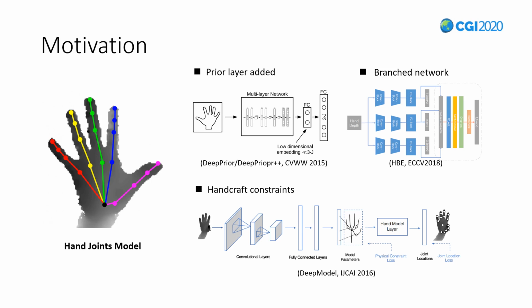As you can see on the slide, the joints model of the hand is graph-like data. Many previous works have proved that the structural information of the hand is helpful to the joints' position regression. So many methods have been proposed in recent years. For example, Deep Prior, a work in 2015, proposed adding a prior layer in the neural network directly.